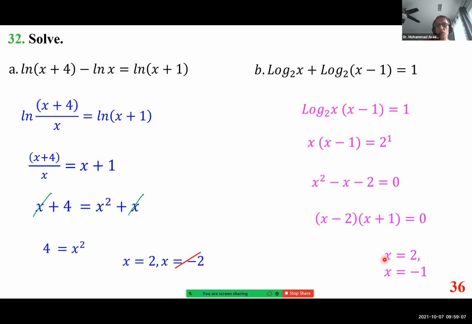We go back and we check, 2 works. If you plug in negative 1, this one is giving us a negative argument and it's out. By the way, you can't even have a 0. I want you to know that. Even 0 is not acceptable because the domain is 0 to infinity for basic log.